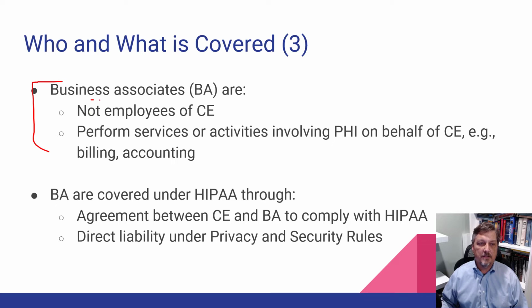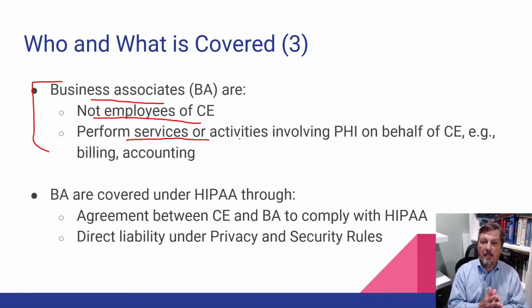A business associate, which is also covered by HIPAA, is an individual or an entity that is not an employee of a covered entity, and that performs services or activities involving PHI on behalf of the covered entity. So, for example, billing services. If we've got those records of all the cardiac catheterizations and the hospital uses an outside billing service that does accounting and prepares the bills and sends out and collects the payments, and those records are identifiable because they're sending it to the person being billed or to their insurance carrier, then that is a business associate.